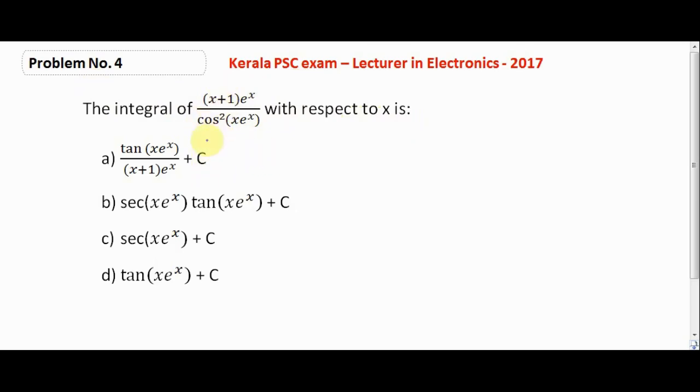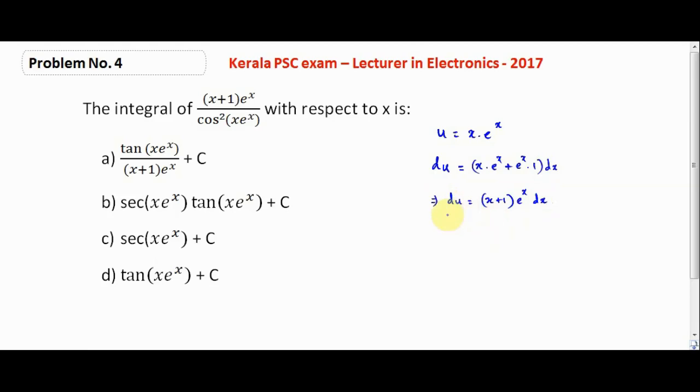Okay, now coming to the solution, here we have to make use of integration by substitution. The substitution is, we take u equal to x into e raised to x. Now if you differentiate both the left hand side and right hand side of this equation, on the left hand side we get du, and on the right hand side, differentiating with respect to x, we get x into e raised to x plus e raised to x into 1 dx. So this implies that du is equal to (x plus 1) into e raised to x dx.